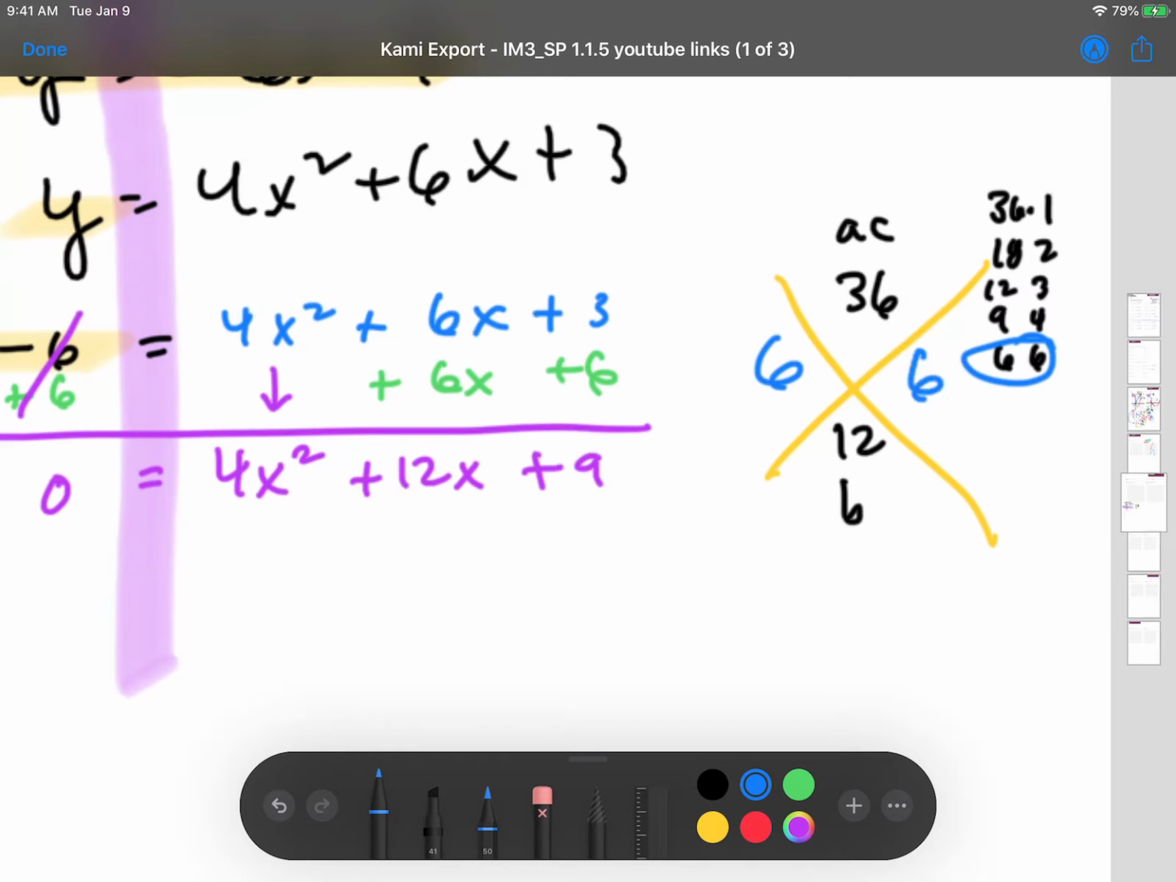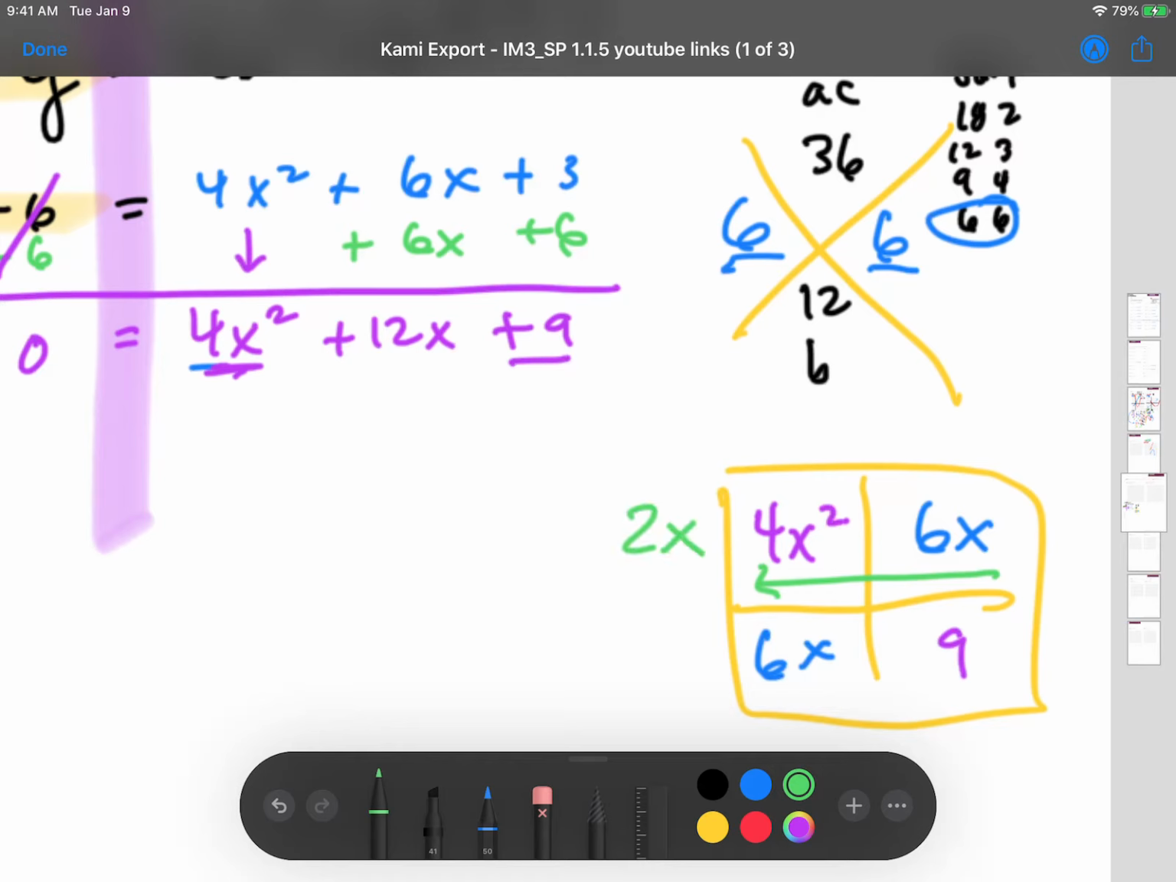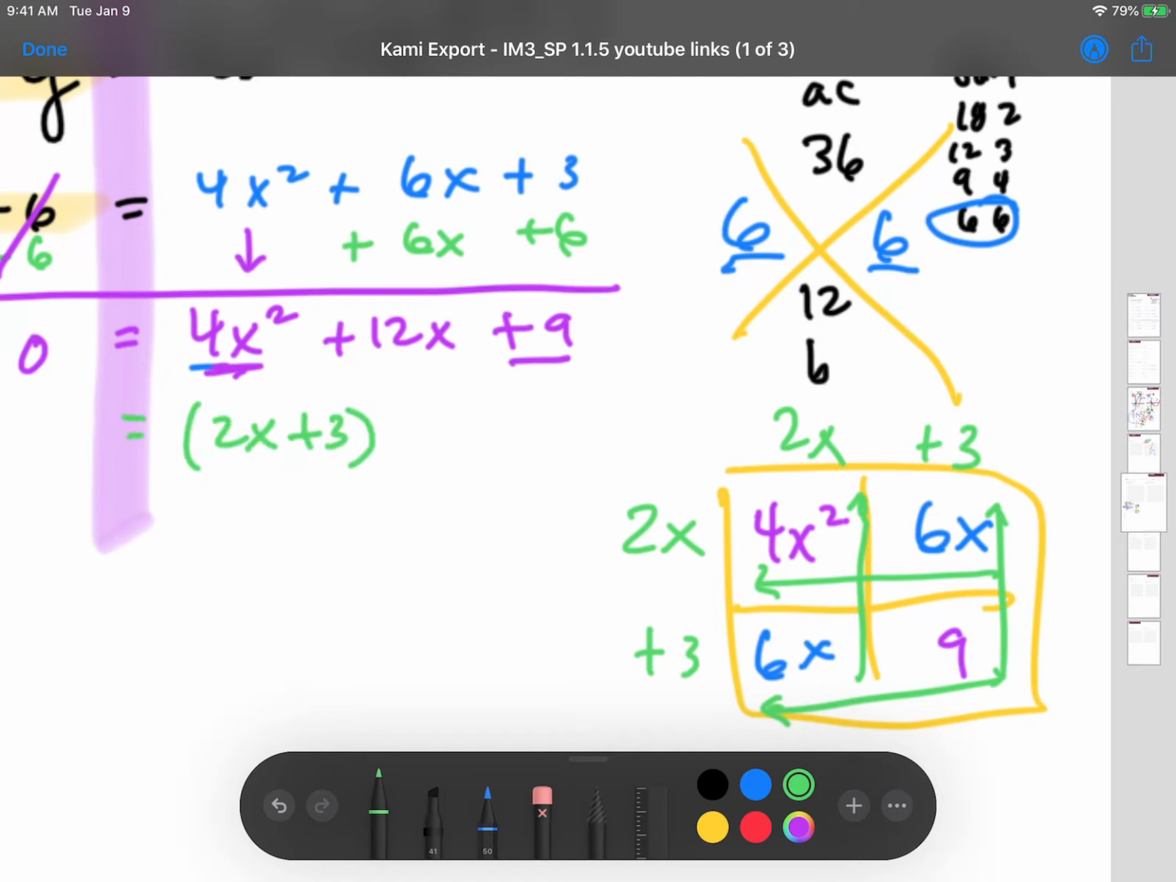Okay, pay attention now. The a value is greater than 1, so you're going to have to do both the x and the y's. So there in blue, I get 6x and 6x. The a value always goes in the top left. The c value always goes in the bottom right, always. Now we're trying to find the greatest common factor going in this direction. That's going to be a 2x. This direction, a 3. This direction, 2x. And this direction, a 3. So we're going to get 2x plus 3 and 2x plus 3.